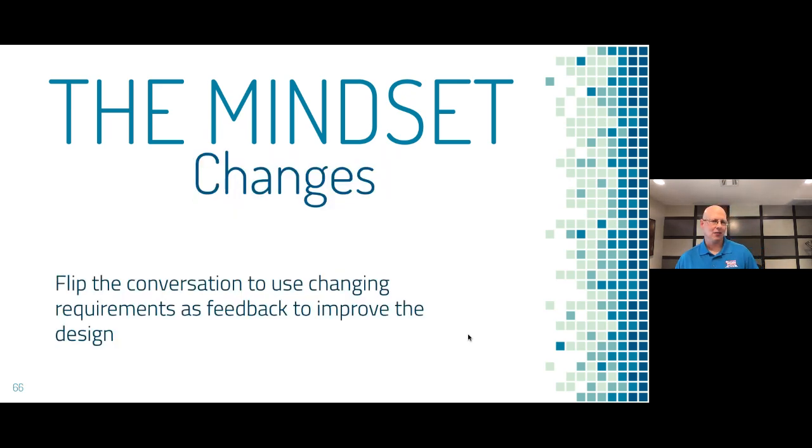So the first thing to think about is changes and change requests, change requirements. In your mind, you might want to consider flipping the conversation to use changing requirements as feedback to improve the design. Whether this is a scope change or a new feature or a bug or whatever the change coming in, if you think of it less as a change or less as "I didn't design for that" or less as a hindrance and more as a thank you for the opportunity to learn and to improve and to make this better, that's one of the adjustments to the mindset that you can have.